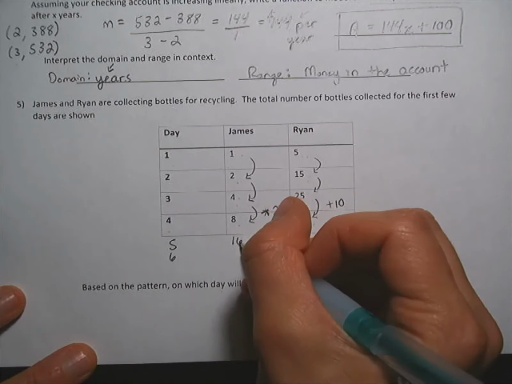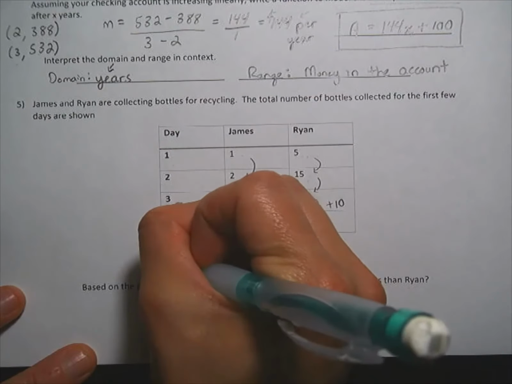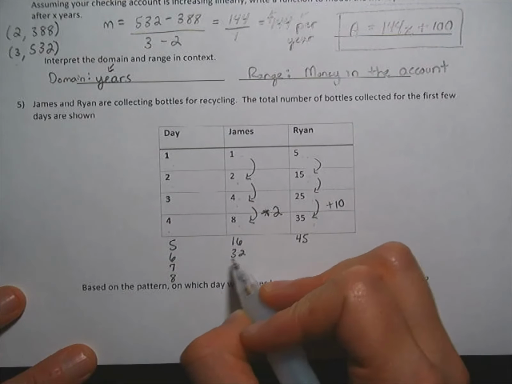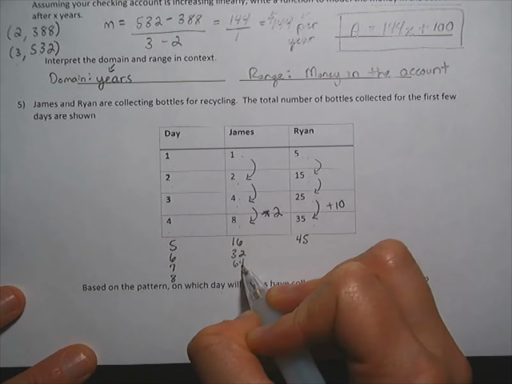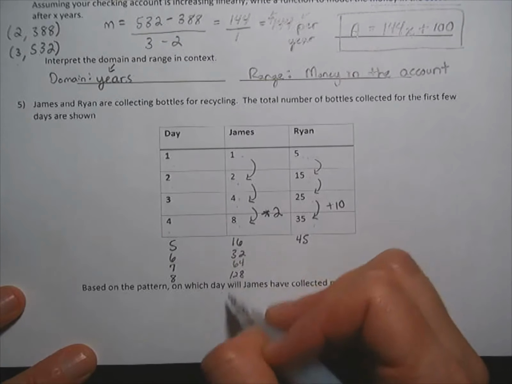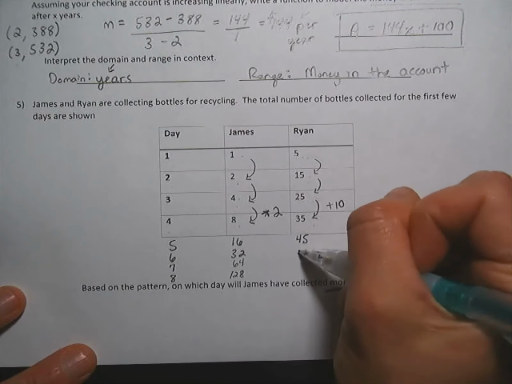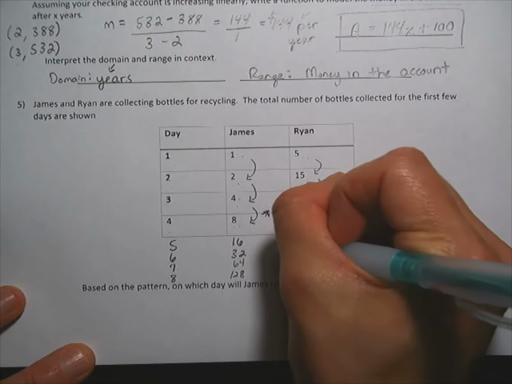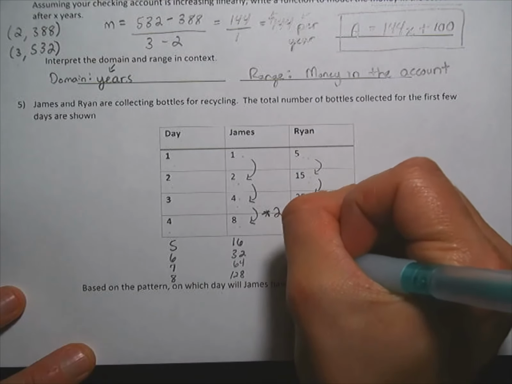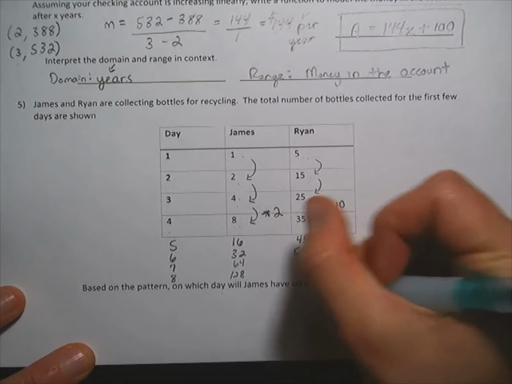So on day 6, 16, if we double it, we get 32. And I'm going to just finish James. I'm going to do a couple more for James. So on day 7, he would have collected 64. And then on day 8, 128. And then we could keep going. But I'm just going to get a few, and then I'm going to compare. So Ryan, on day 6, I got to add 10 more, would have collected 55. On day 7, he would have collected 65. And then day 8, 75. And then 85 and 95.